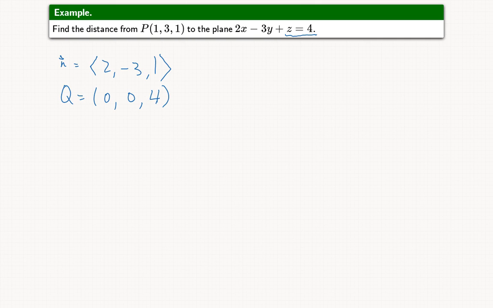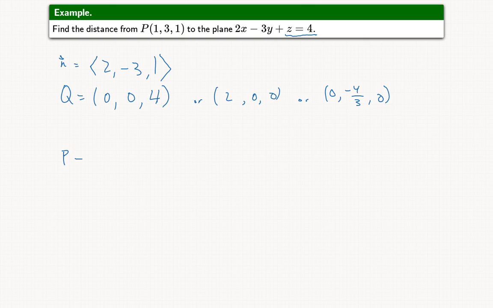You could have done this with either of the other two variables. So you could have taken y and z to be 0, in which case x would be equal to 2, or you could have taken x and z to be 0, in which case you would have gotten y equals negative 4 over 3. So I'm going to work with 0, 0, 4, but you could have made a different choice.